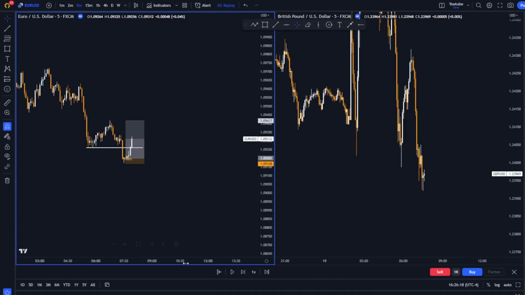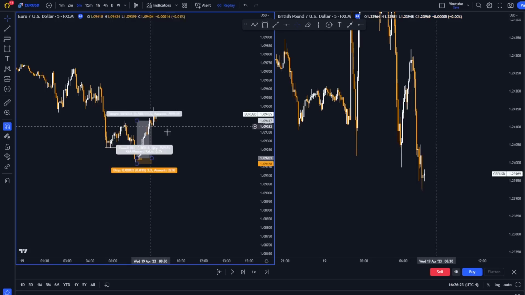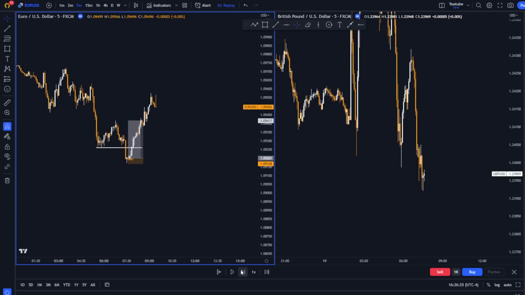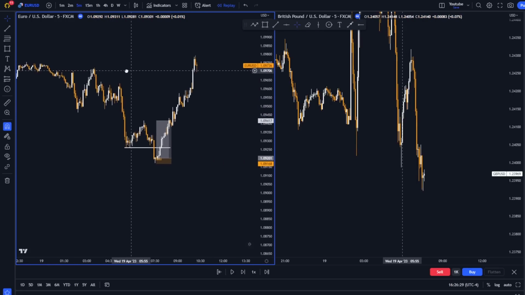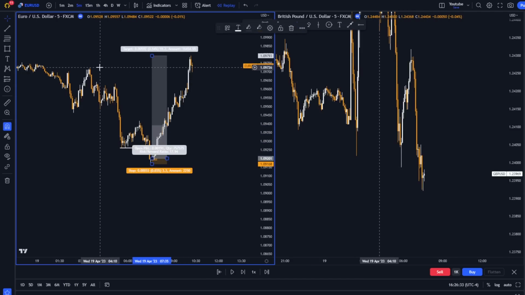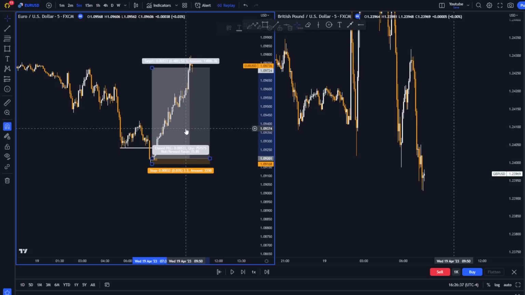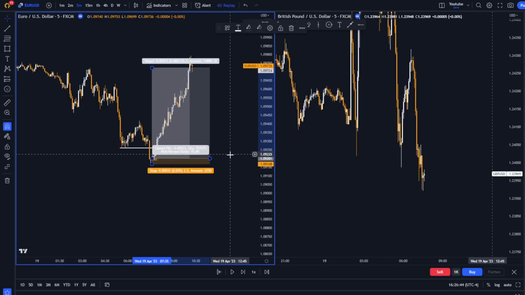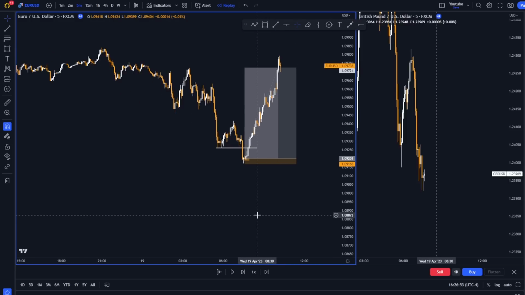Let's see if it did. Was it this one? No, that's the profit. Yes. So, you see? What's the profit here? Let's say on this candle. So 15R. You see, it's a very simple strategy.